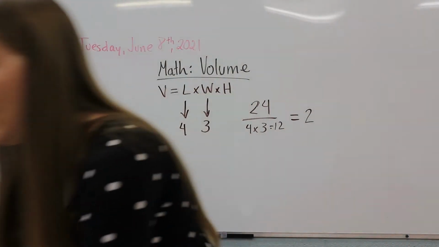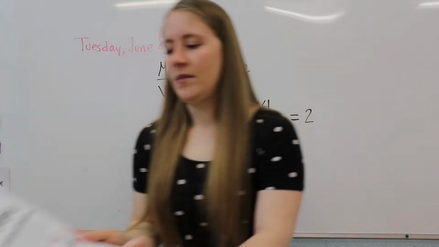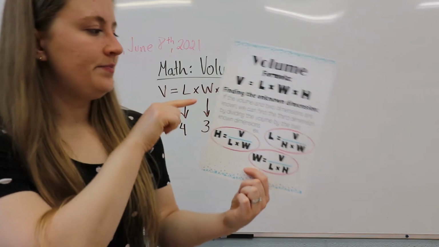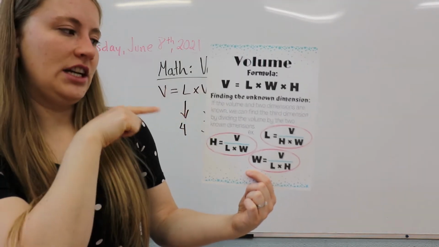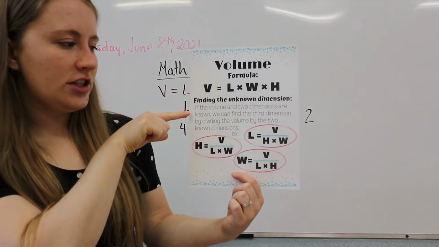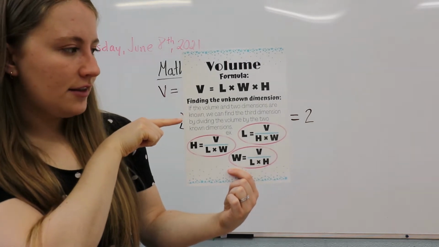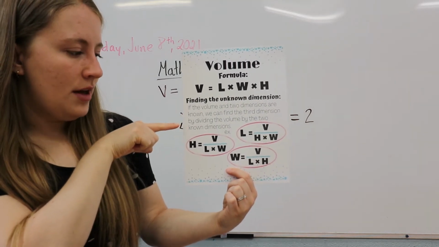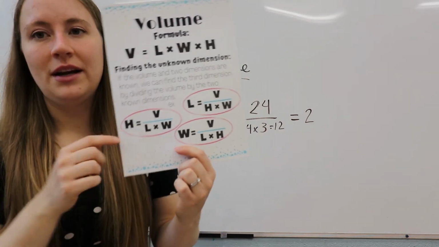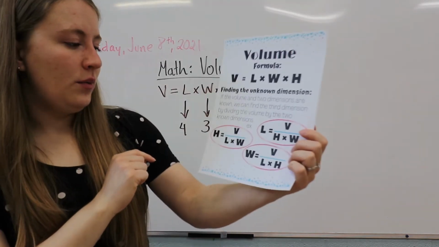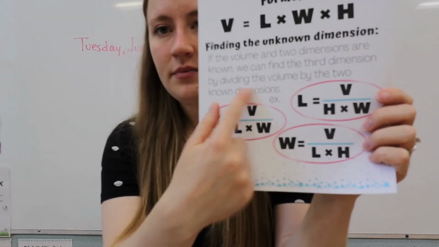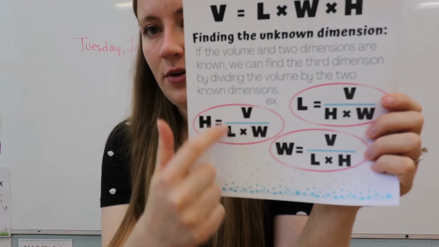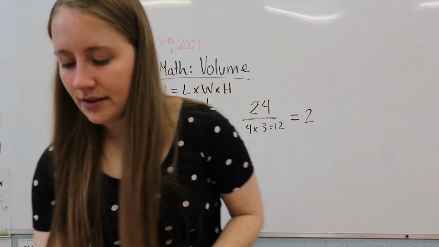And so you'll actually see that on your anchor chart as well, okay? So it says here, for finding the unknown dimension, if the volume and 2 dimensions are known, we can find the 3rd dimension by dividing the volume by the 2 known dimensions. So for example, what we just did to find the height is in this circle. There's the volume over the length times the width, okay?